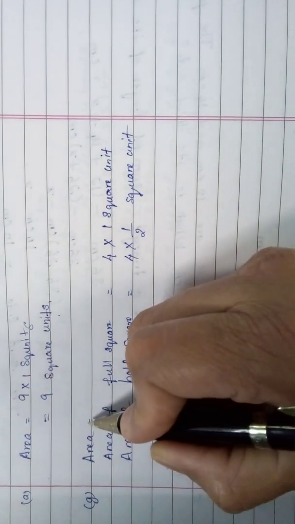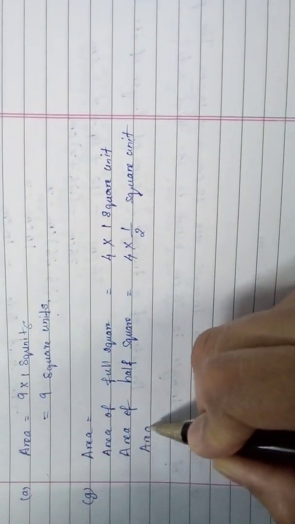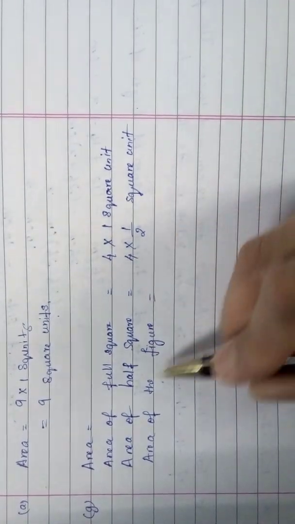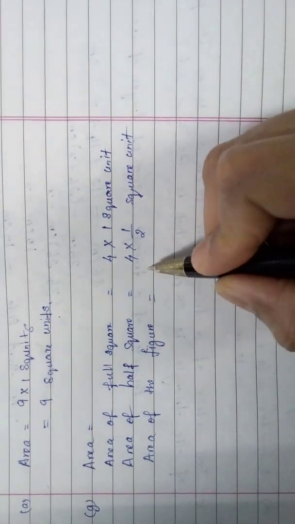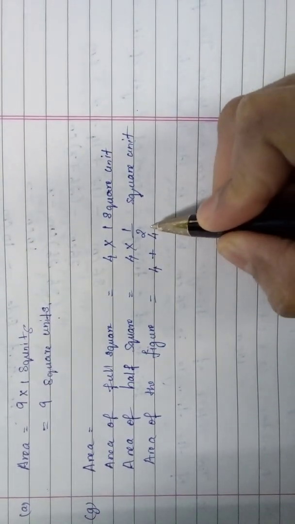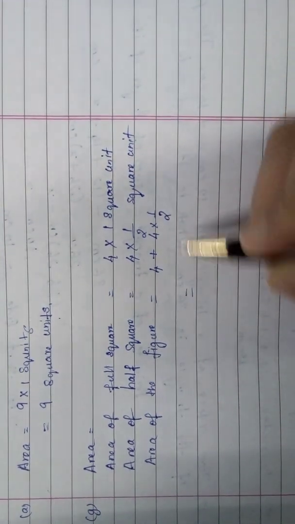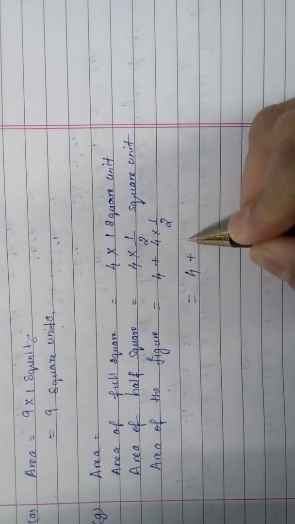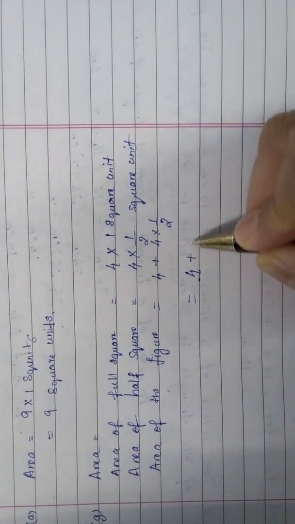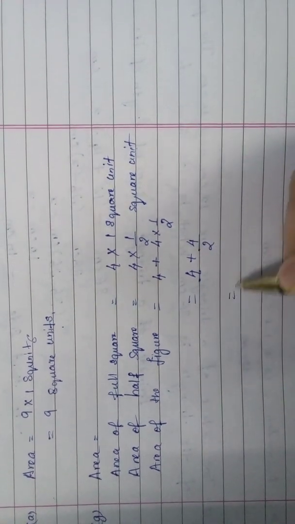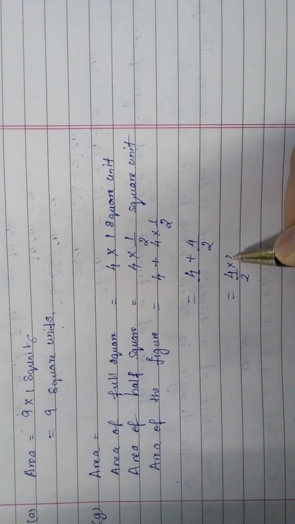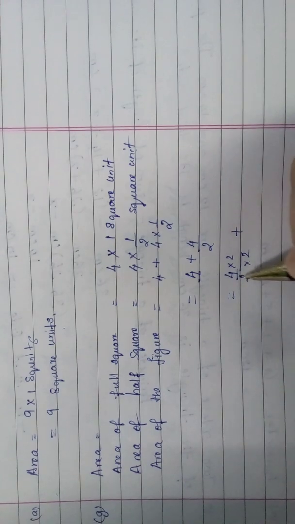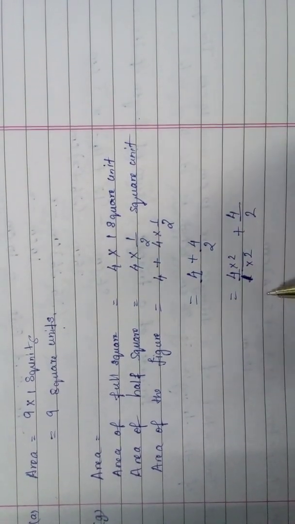So, what is the area of the figure? Area of the figure is equal to both things, area of full squares plus half squares, that is 4 plus 4 into 1 by 2. Using fraction ideas you can find out the answer. See, 4 plus 4 by 2. If you multiply both the numerator and denominator, we will get 4 by 1 as 8 by 2.